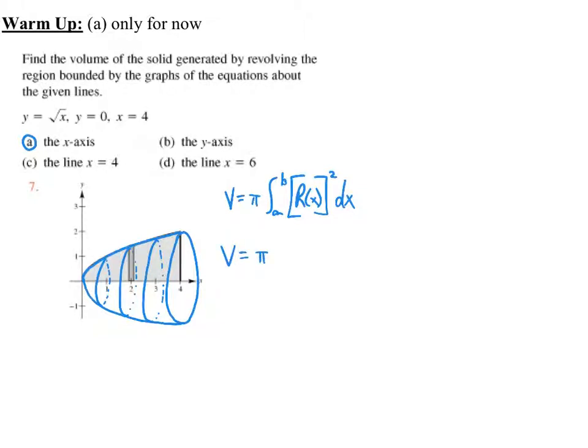So in this case, we have pi times the integral from 0 to 4. We are given x equals 4 as one of the boundaries. And then we have radical x that we are going to square, and then we integrate. The square root of x squared cancels out. We have pi times the integral of x, which is x squared over 2, evaluated from 0 to 4.